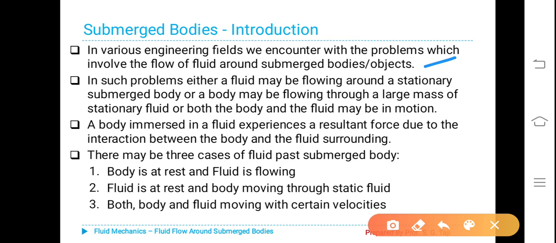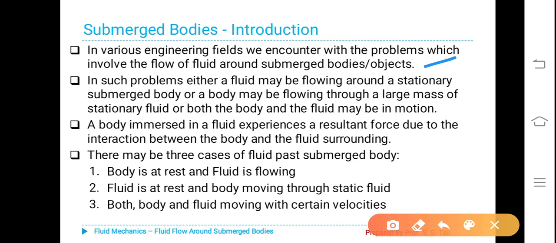In such problems, either a fluid may be flowing around a stationary submerged body, or a body may be moving through a large mass of stationary fluid, or both the body and the fluid may be in motion. That means to say, always there will be a force exerted on the body with respect to their relative motion. In the sense, the body may be in motion and fluid at rest, or fluid in motion and body at rest, or both are moving.